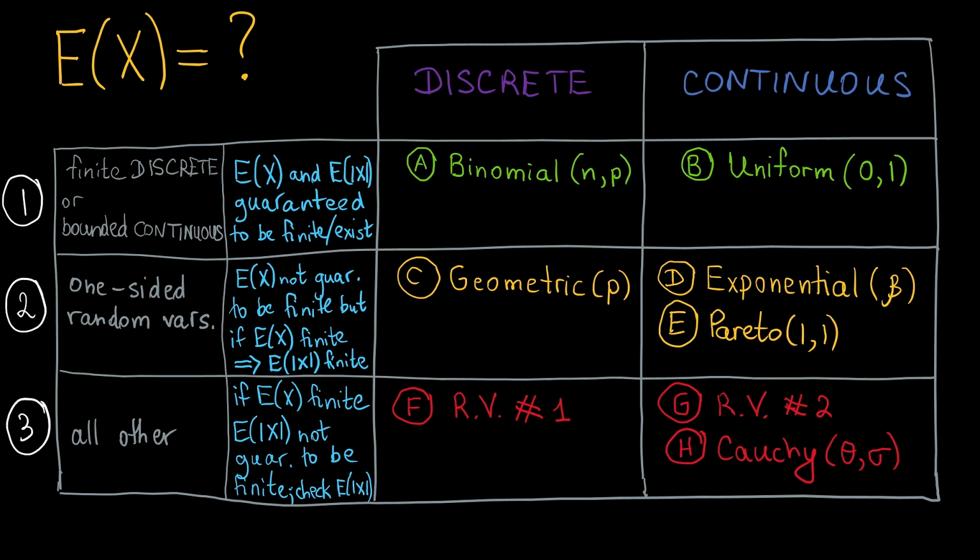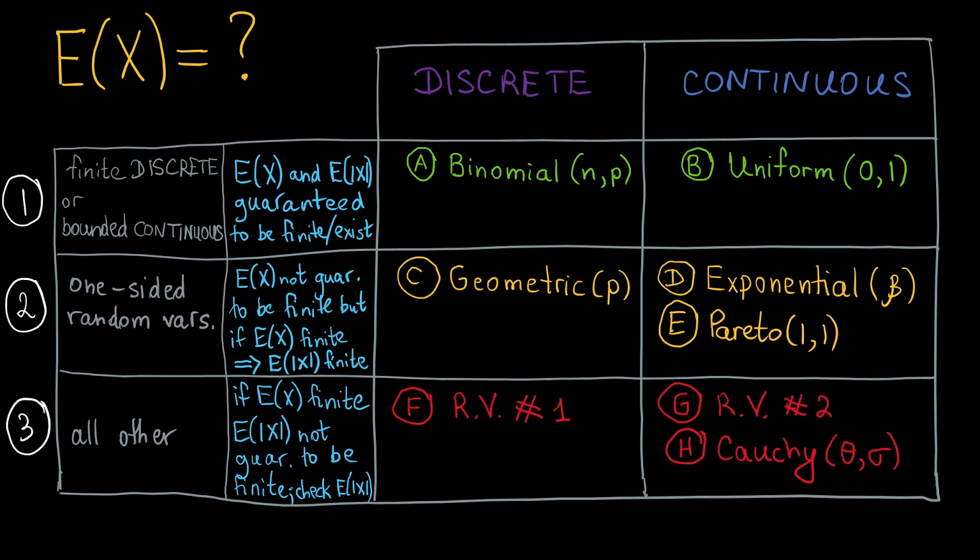So the expected value of x can be at most that finite value. Therefore, it won't be infinite. So once more, in the case of continuous random variables with bounded support, both the expected value of x and the expected value of the absolute value of x are guaranteed to converge. Therefore, the expected value of x is guaranteed to exist. Okay, so these are the type of variables that we studied here in row 1.